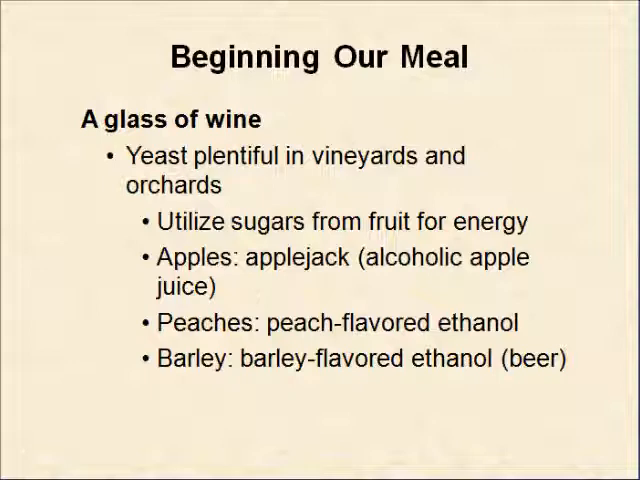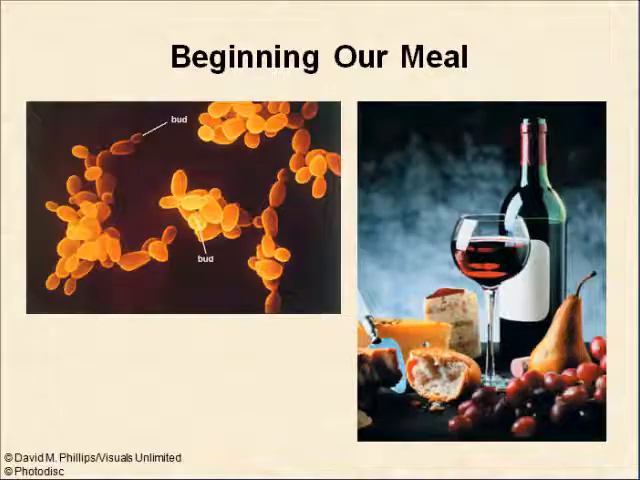Now, yeast is plentiful in vineyards and orchards and all sorts of fruit-bearing things because they utilize the sugars from the fruit for energy. And you can have Applejack, which is an alcoholic apple juice. You can have peaches, which will make a peach-flavored ethanol, and barley-flavored ethanol, which is in the end beer. So different microorganism, or same microorganism, different substances that this organism works on.